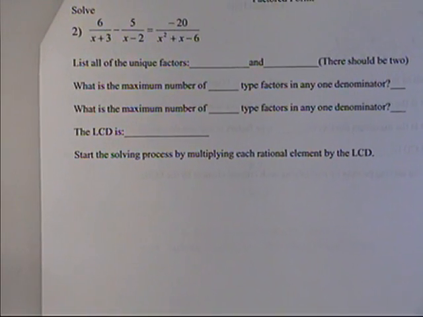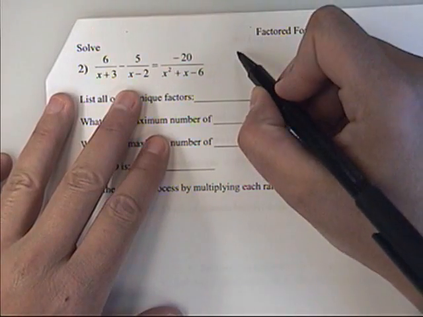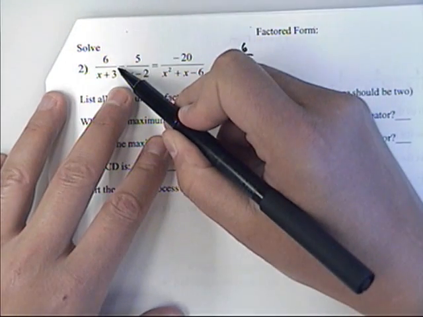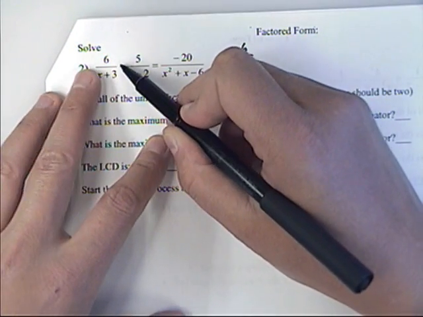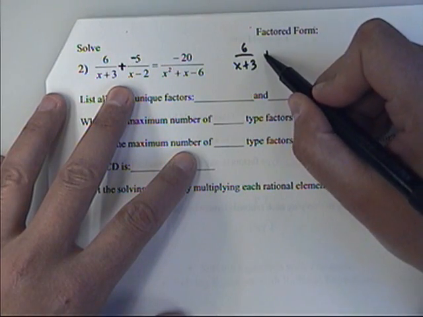Example 2. Again, we're just going to try to figure out what types of denominators I have. Now, this part here, I've got 6 over x plus 3. I'm going to change this, rather than subtracting this fraction, I'm going to call it adding, and then move that onto 5, so it becomes negative 5.